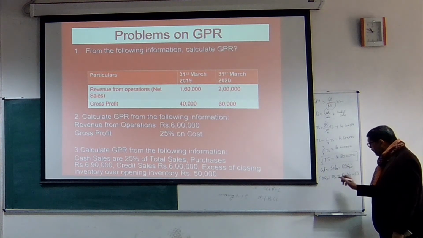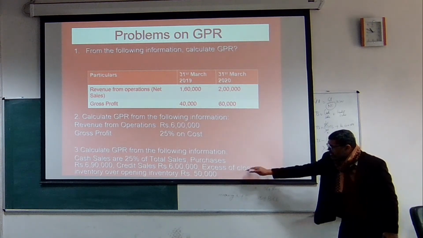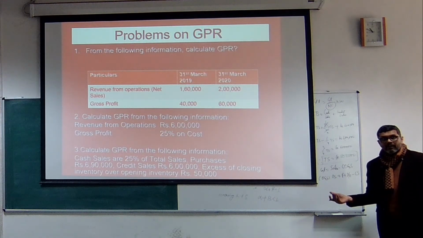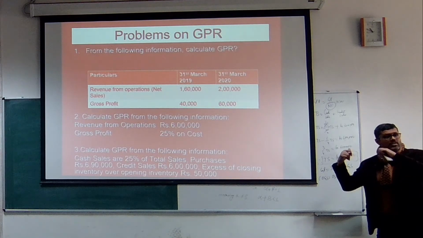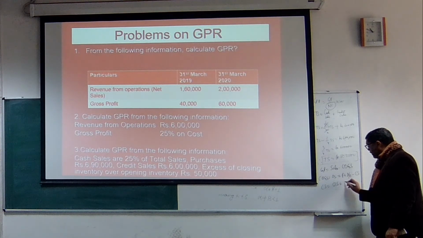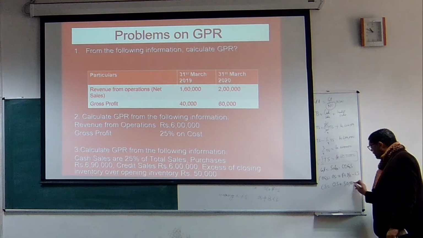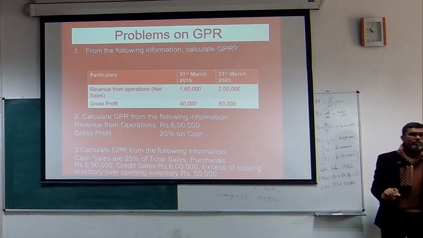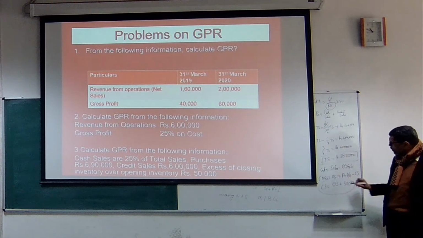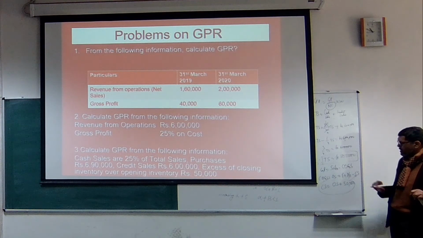So here what we saw, and this information is given to us, excess of closing stock over opening inventory. If I don't use that concept which I have given you, what it says is that my closing stock is 50,000 more than opening inventory. This is an equation. So what I can do, let me substitute this equation here. Can I do that?